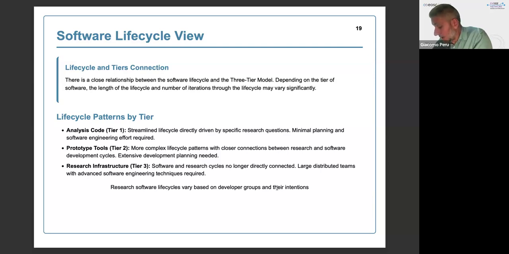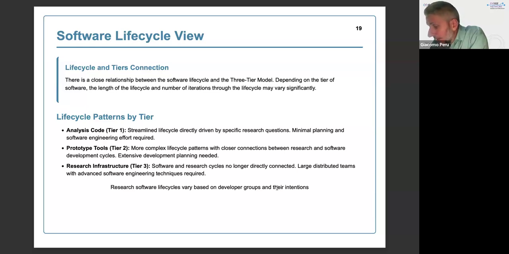Research infrastructure operates with software and research cycles no longer directly connected, requiring large distributed teams with advanced software engineering techniques for sustainable development and maintenance. The framework recognizes that research software life cycles vary based on developer groups and their intentions. The aim is to illustrate how different development contexts create different life cycle requirements and quality priorities.